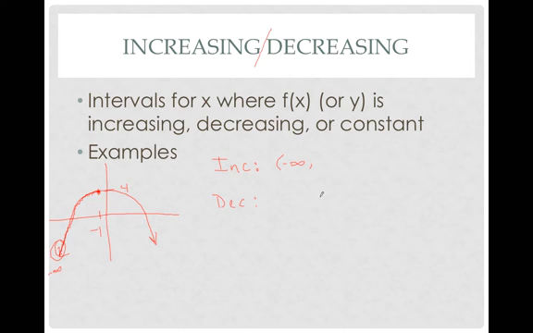And the x-coordinate is -1. So it's increasing from -infinity up until -1. And then as soon as it passes -1, it starts to go back down because that's the vertex. And so it's decreasing starting at -1 and going all the way to positive infinity. It always will decrease on this side.